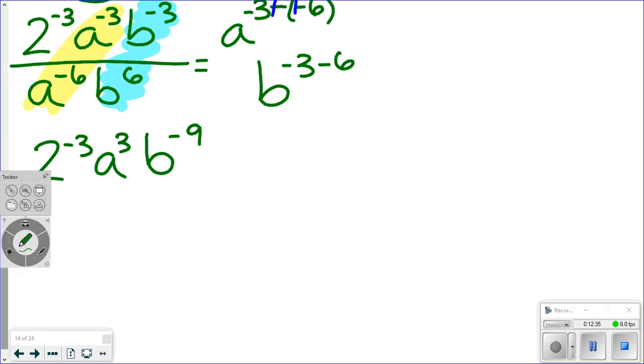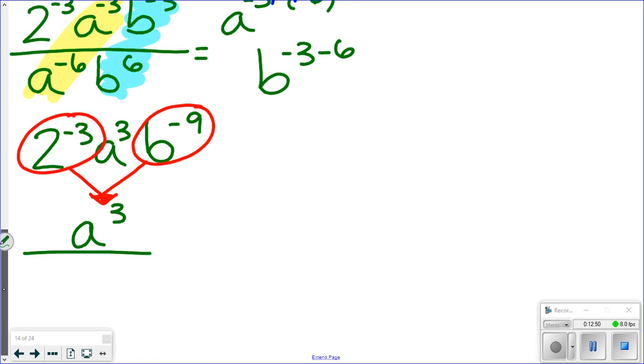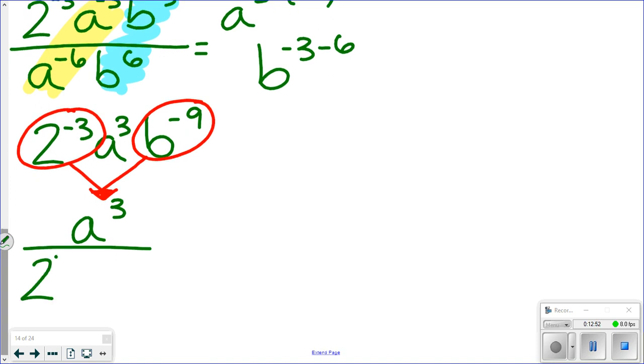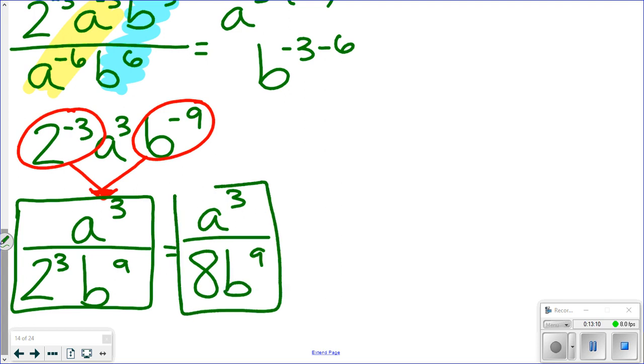And I can't leave my answer like this. We have to clean it up, remember. So this needs to move, and this needs to move to your denominator. So a cubed can stay where it's at, because it's positive, it's happy. But 2 cubed b to the 9th goes in the denominator. And that's your final answer. Again, I'm okay if you leave it like that, or 2 cubed is 8. Either answer is acceptable.